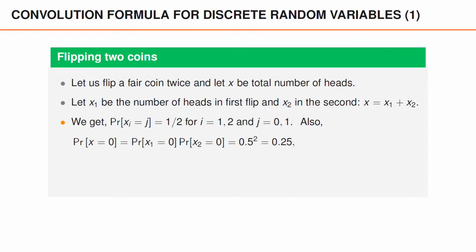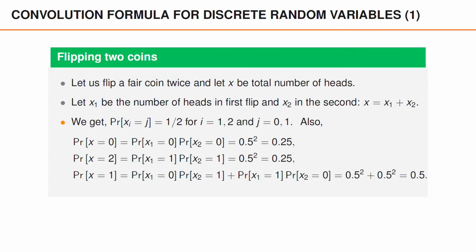Now, how can we use the distributions of x1 and x2 to find the distribution of x? Let us start with the probability to obtain 0 heads in total. Since this can only happen if we obtain 0 heads in both tosses, the probability that x is equal to 0 is the probability that x1 is 0 times the probability that x2 is 0, which is 0.5 times 0.5, which is 0.25. Similarly, the probability to obtain 2 heads is the probability to obtain 1 head in the first toss times the probability to obtain 1 head in the second toss, which is also 0.25.